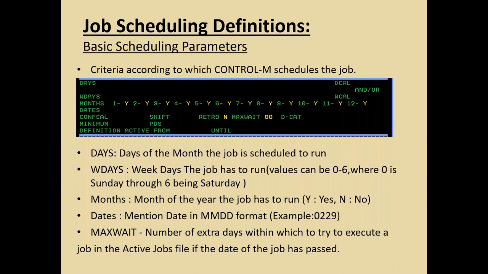Will it be executed if it is failed? It is independent of the status of the job. Max wait is independent of the status of a job. Even in Ended OK status, it will be there for 90 days. It will not disappear from Control-M. So I'll proceed with the next one.